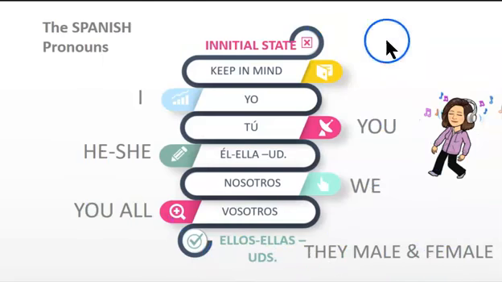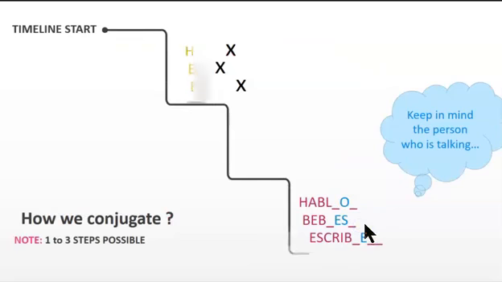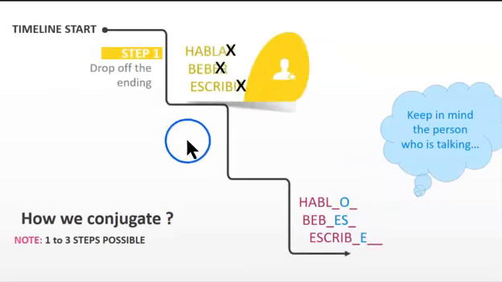Keep in mind this is the initial stage to conjugate. If we don't remember the pronouns, we're not able to conjugate in Spanish. Now, we have three simple steps. Step 1, we drop off the ending.